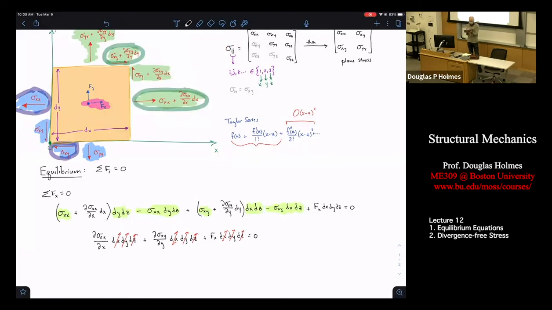So in 2D plane stress, our equilibrium equation becomes simply the partial derivative of the normal stress in the x direction plus the partial derivative of the shear stress in the y direction plus the body force in the x direction is equal to 0.